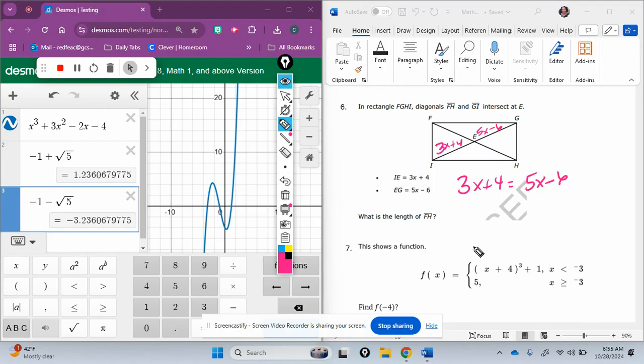Once you solve this, you should be able to find the whole length of FH. I'm not going to tell you how to find the whole length, but once you find your x, I think you should know what you need to do with that x. So find your x using this much, and then you can find your answer for this one. Again, use your Desmos. Take your function, y equals.